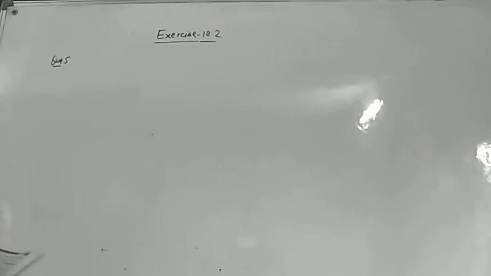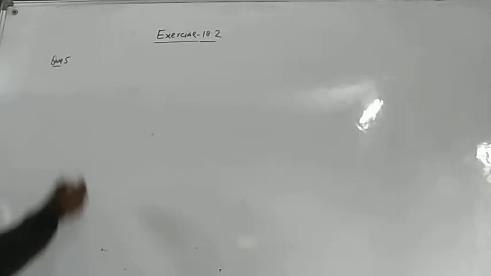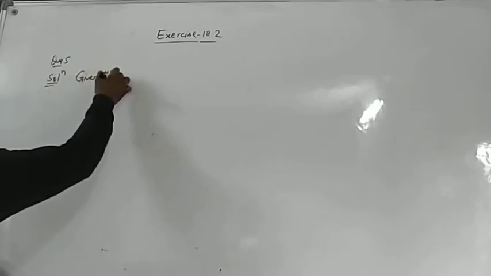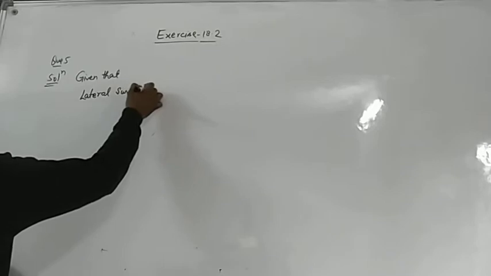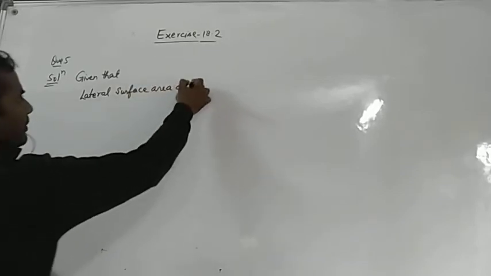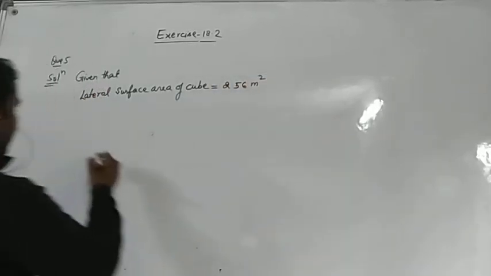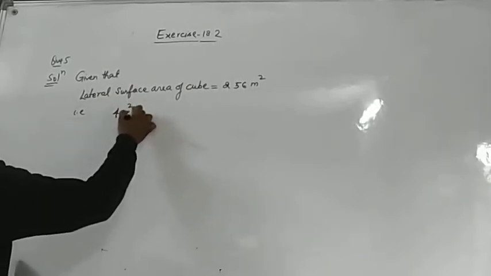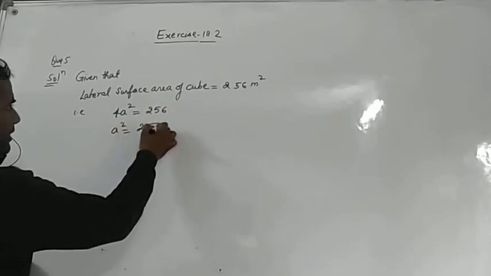Now question number 5. The lateral surface area of a cube is equal to 256 meter square. Find the volume of the cube. Solution. Given that lateral surface area of cube is equal to 256 meter square. That is, lateral surface area of cube is 4a square, equal to 256. a square is equal to 256 upon 4.